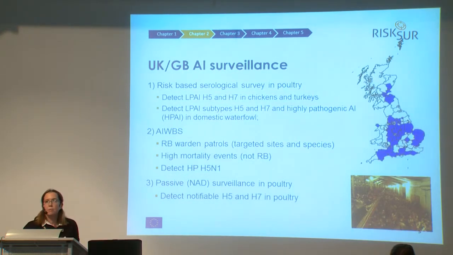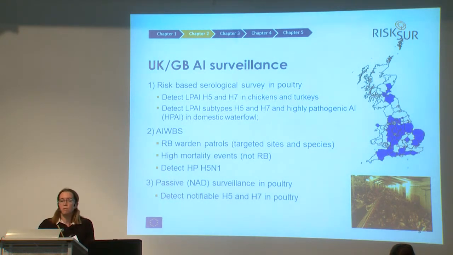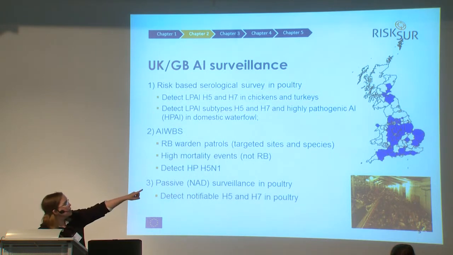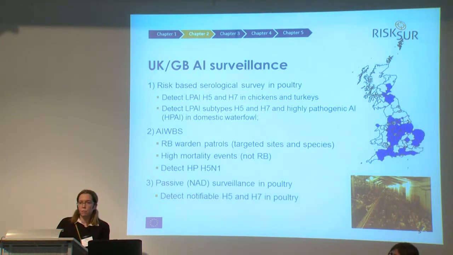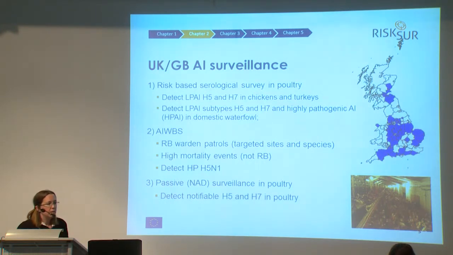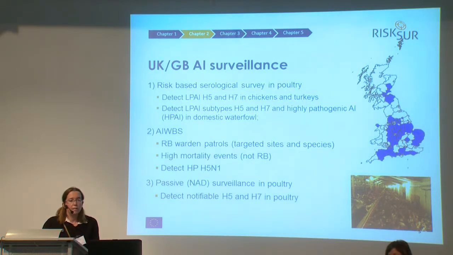So just to give you an overview of what we do in the UK for AI surveillance, we have 3 areas. The first is a risk-based serological survey in poultry. This is to meet EU regulations, and as I said, this is risk-based, so we target poultry holdings within high-risk counties in the UK, and this is based on poultry density and wild bird density, and then within this whether they're free range, what species they've got on the holdings, and proximity to water bodies. The aims of this are to detect low-path H5 and H7 in chickens and turkeys, and low-path and high-path H5 and H7 in domestic waterfowl.